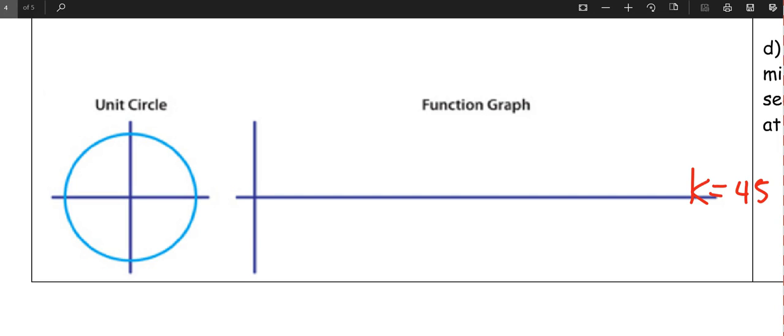Wait, I have a question. Is K what part of the height of the Ferris wheel? Half the height. Well, it's actually, yeah, you're on the right track. When you say half, in other words, the middle of the Ferris wheel is 45 feet off the ground.